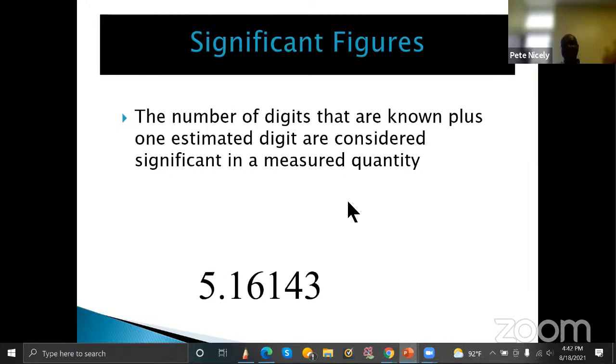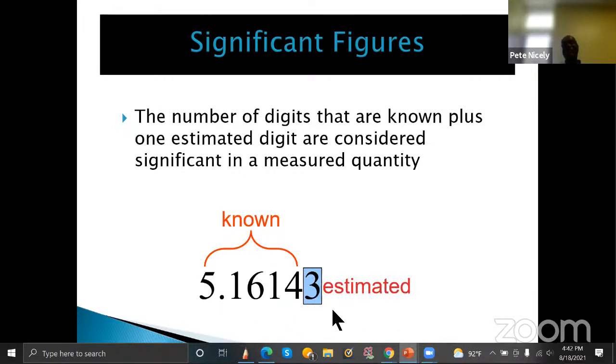So let's say you have this number here, which represents some measured value. It could be distance, it could be mass, it doesn't matter. Then based on the numbers that are given here, you are certain about the first 5 digits, right? So these first 5 digits are known. What you're not certain about is the last digit, the 3. So the last digit would have to be an estimated digit, all right? So the total number of significant figures being represented here would be 6. The first 5 would be the known digits based on the instrument that you're using. And then the last one here would be the one that you're not certain about, all right?